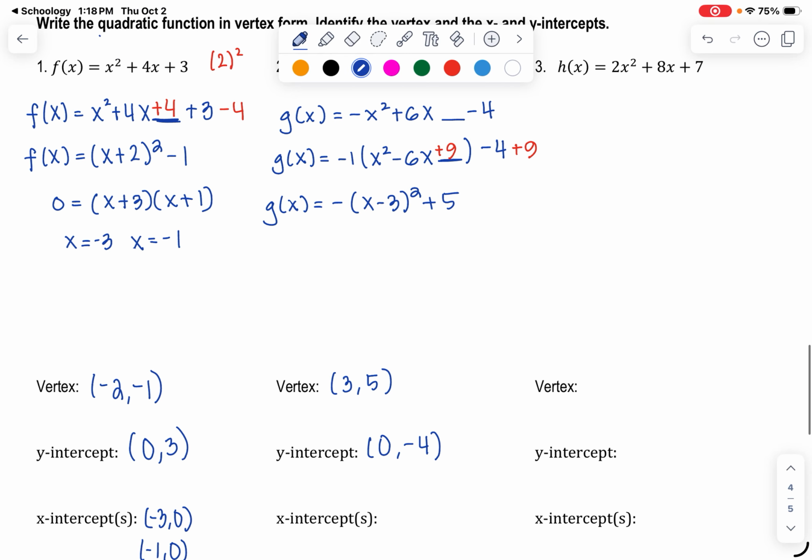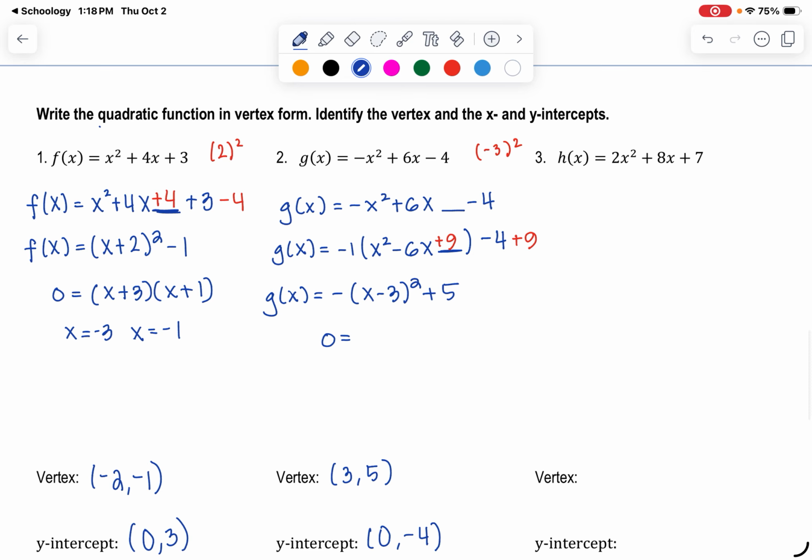x-intercepts, I'm going to set this equal to 0 and solve. I'm going to look to see if it's factorable. Do I know two numbers that multiply to give me -4 and add to give me 6, or sorry, +4 and add to give me 6, because this is -1 times -4? And the answer is no. So I have a choice. I can use the quadratic formula, or I can complete the square.